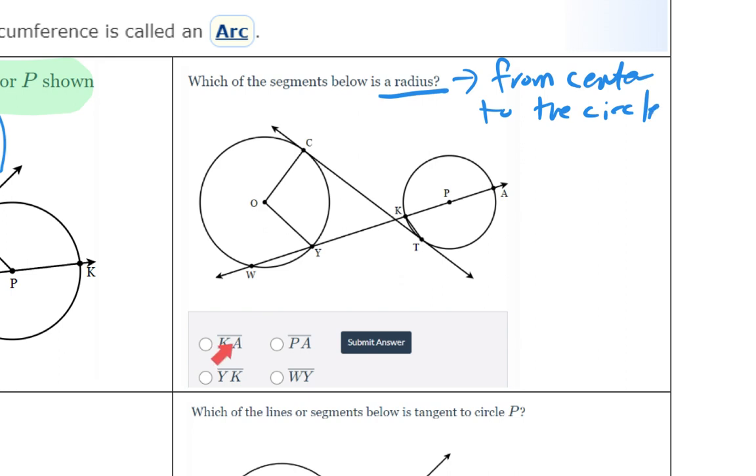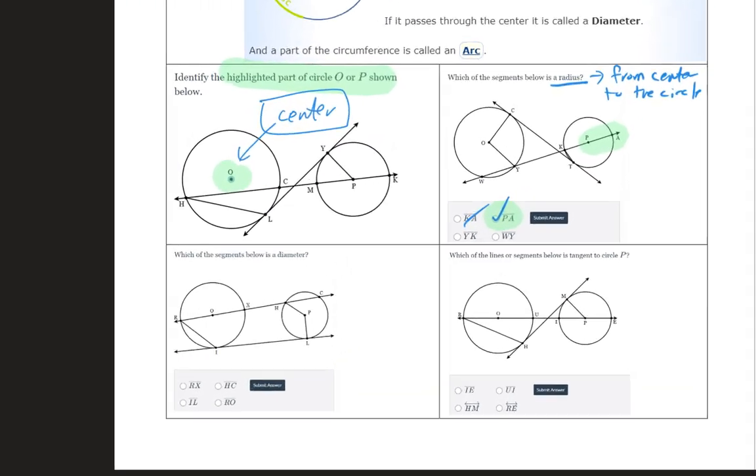So let's look at these. KA. So K to A. Is that from the center to the circle? No, it goes all the way through, so that's not good. That's actually a diameter. KA is a diameter. All right, what about PA? P to A is a radius. That's going to be our correct answer, PA. All right, let's keep it moving.